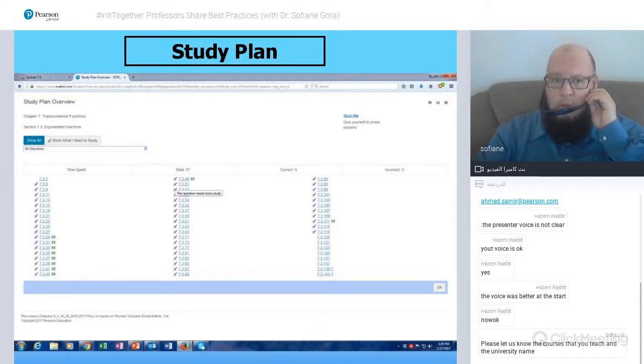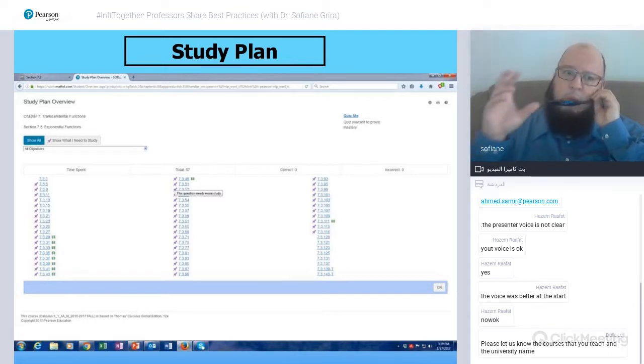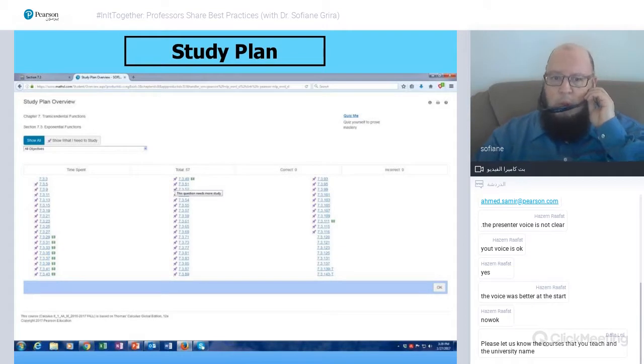As you can see here, for example, this is one section only, and you have almost 30 or more questions. The student can select the objectives, and when they select an objective, the questions related to this objective will be shown to the student. Next to the question there is an icon, this purple icon. This purple icon shows the student that this question needs more study. This is how it works.